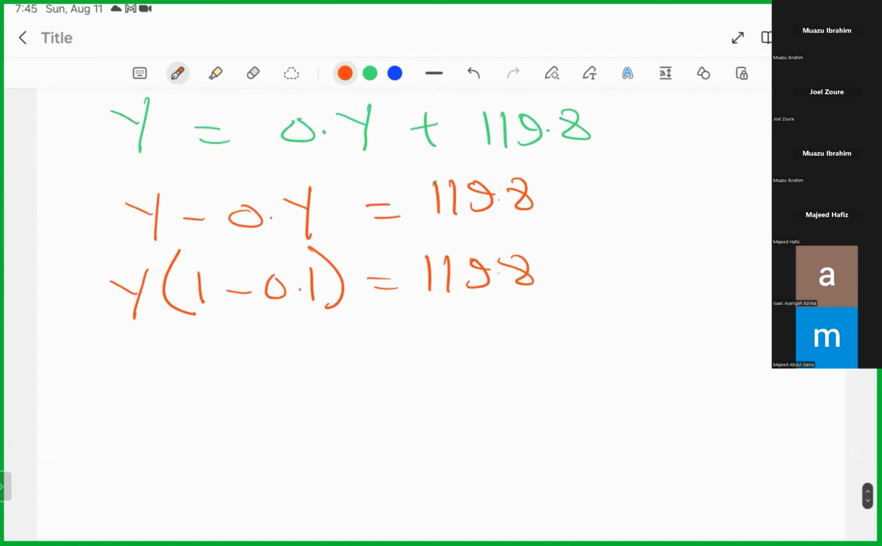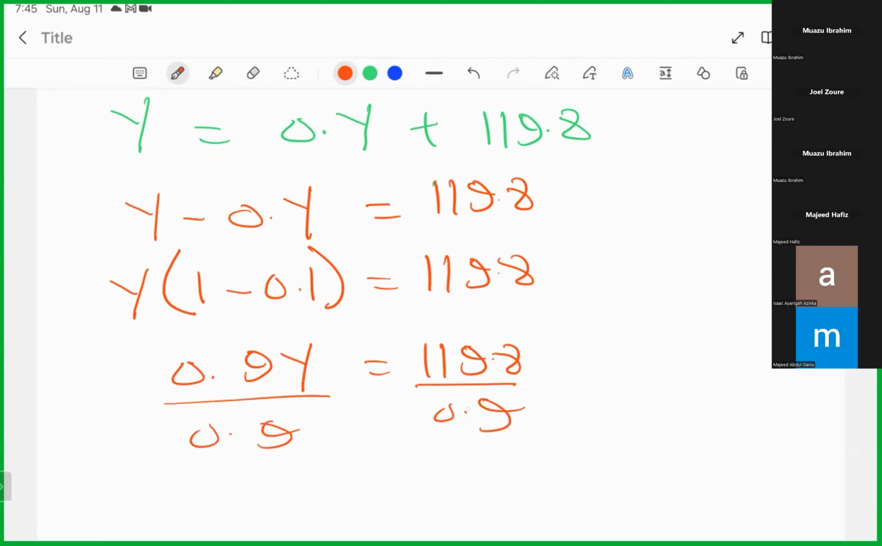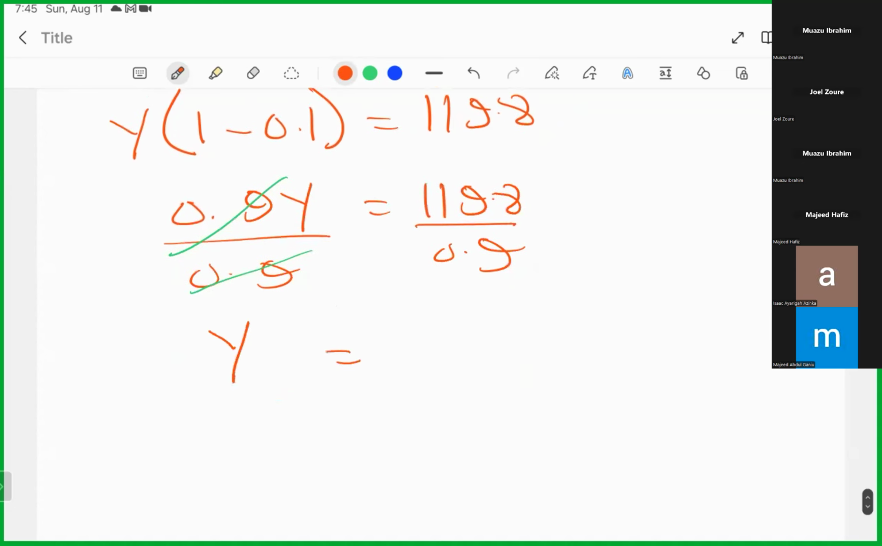So what will we get? We are going to have 1 minus 0.1, which is 0.9. Y is equal to 119.8. We divide here by 0.9, divide here by 0.9. This will cancel this. So our national income would be 119.8 divided by 0.9.